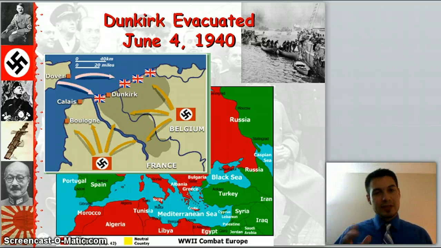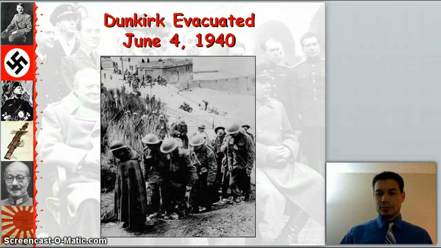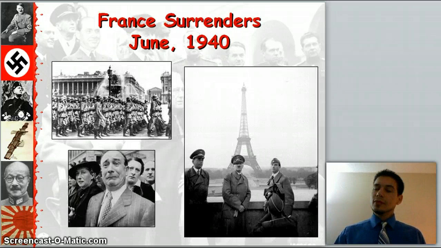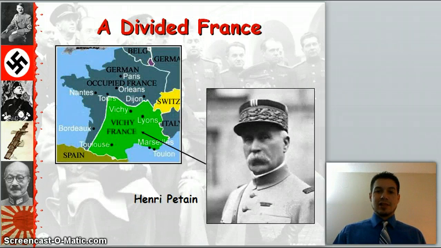And this is one of the biggest evacuations that has ever been, in the fastest amount of time as well. And again, although they were defeated and France was completely German occupied, they could fight another day. France surrenders June 1940. The swastika waves above the Eiffel Tower. And sure enough, France gets divided.